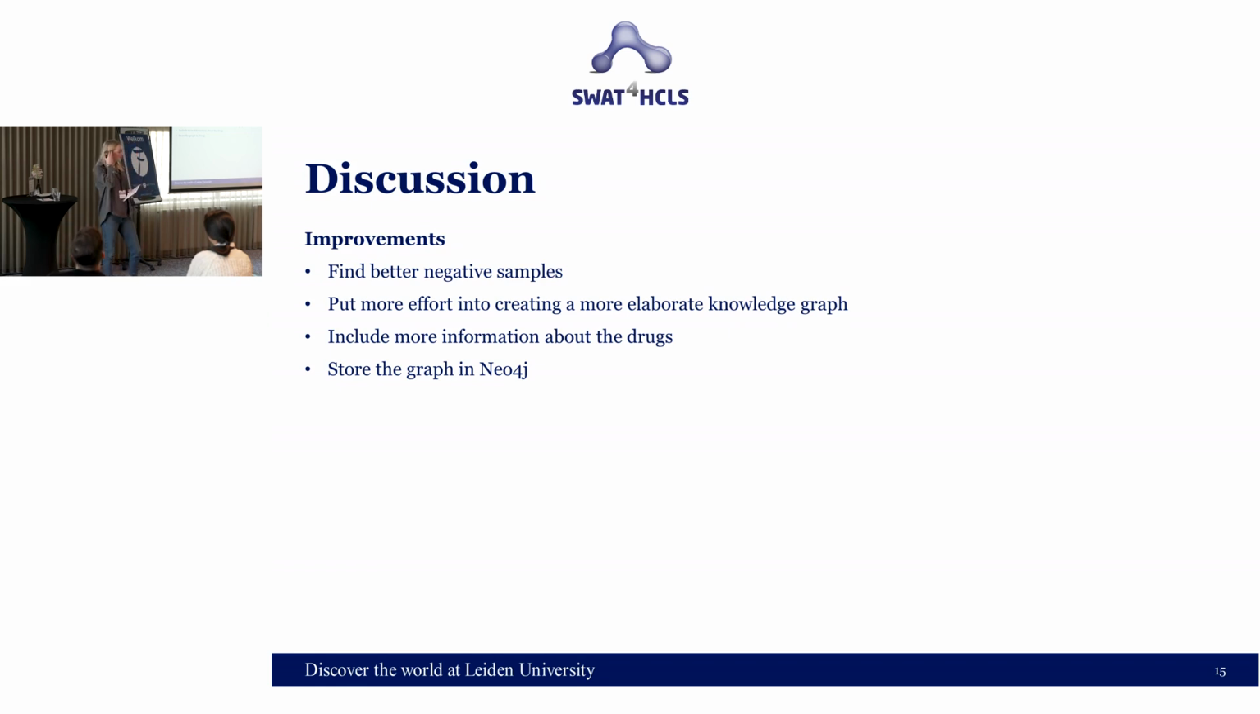The next improvement would be to put more effort into creating a more elaborate knowledge graph. So, for example, add more seeds in the Monarch graph. For example, diseases that are linked to our disease of interest, or all the genes that are associated with this specific rare disease. Next, some more information about the drugs could be added. So now we base the similarity of drugs only on how similar the compound structure is. You could also add side effects of the drugs or the diseases the drugs help with for a better way of finding how similar the drugs are.